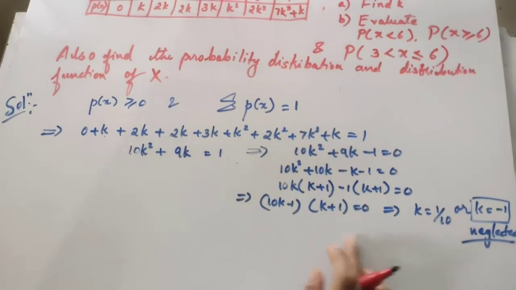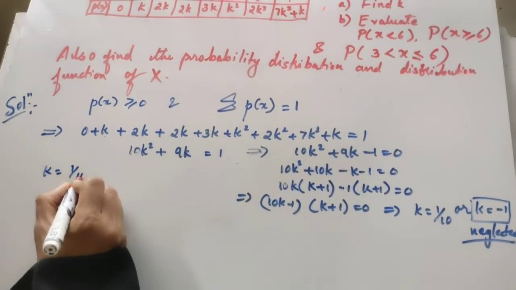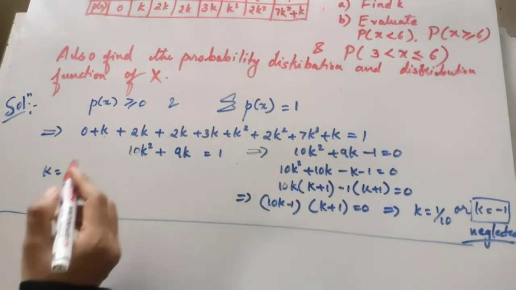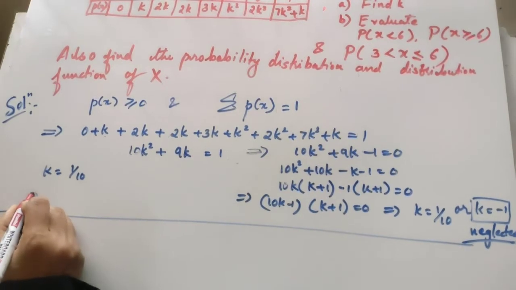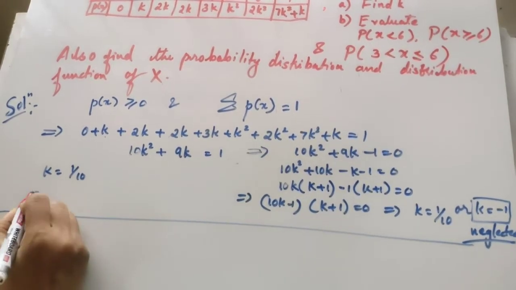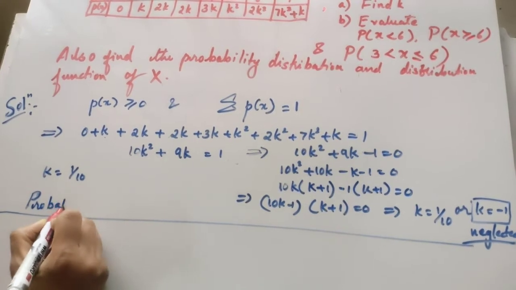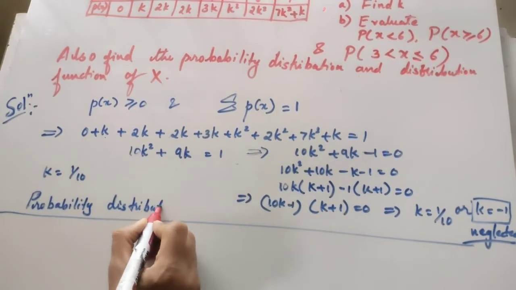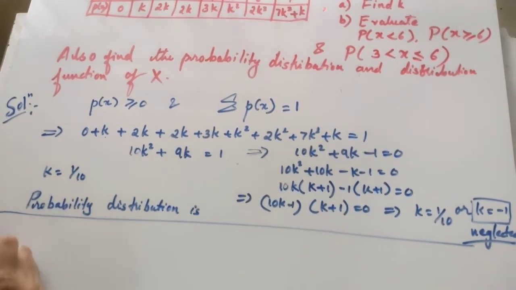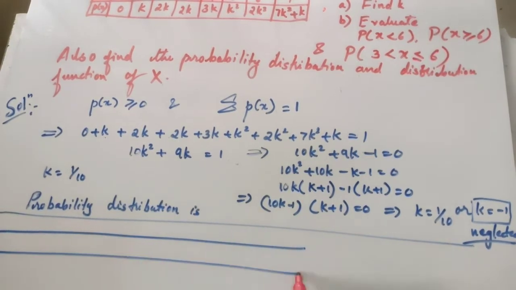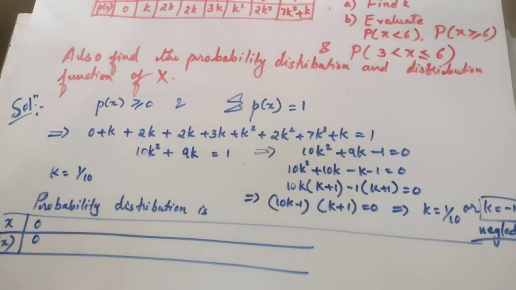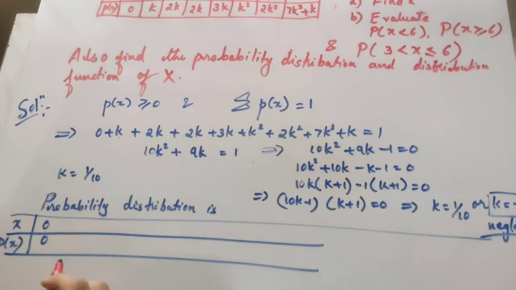Now when k is equal to 1 by 10, how will the probability distribution look? We'll write the required probability distribution, as it has been asked for. With this value of k, the probability distribution is given here. We have x and the corresponding P of x. Since at x equal to 0 it is 0 only.